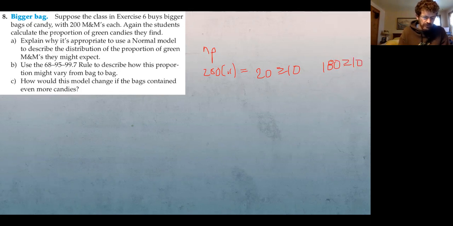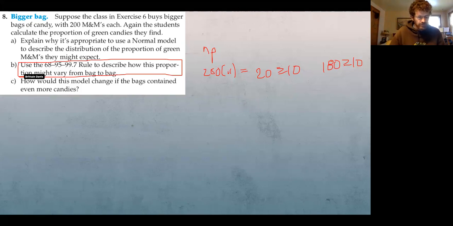So now we're going to use the empirical rule, the 68, 95, 99.7 rule, to figure out how this proportion might vary from bag to bag. What they're asking us to do is come up with the normal model for this. We know the mean is going to be 0.1. So now we need to find the standard deviation. You guys can do that calculation on your own.